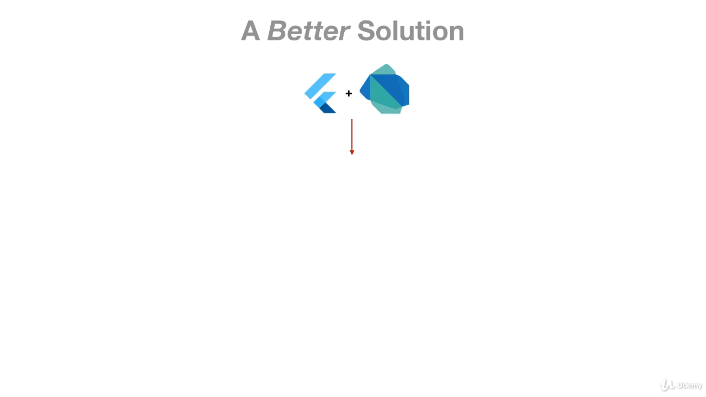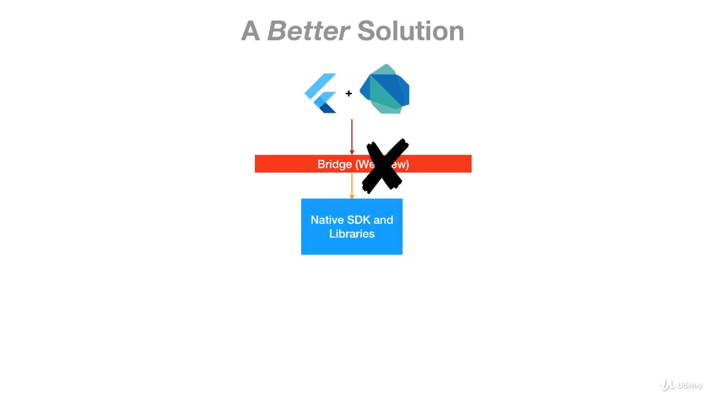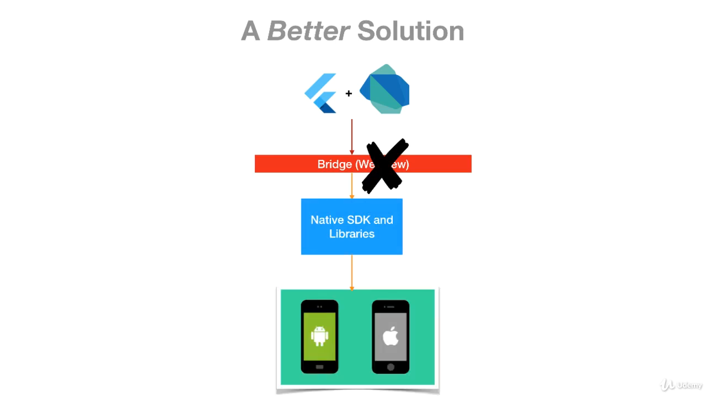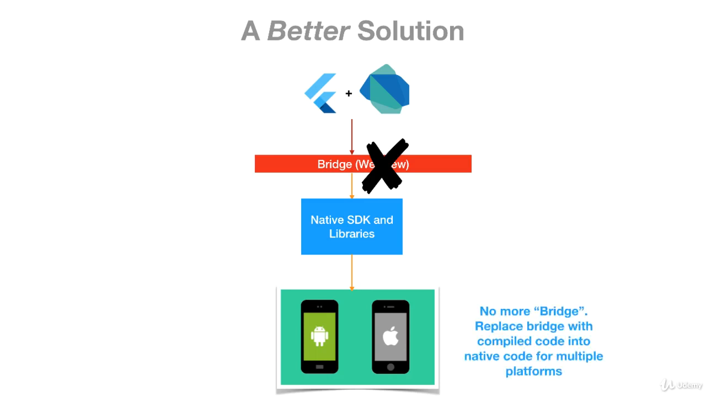The idea now here is a little bit different because the bridge is gone. We don't need that bridge. So we go straight to native SDK libraries. And then we have, from the same code base, an application that will run on Android and on iOS devices. So this is why this is a better solution. So no more bridge, which is replaced with the compiled code into native code for multiple platforms.